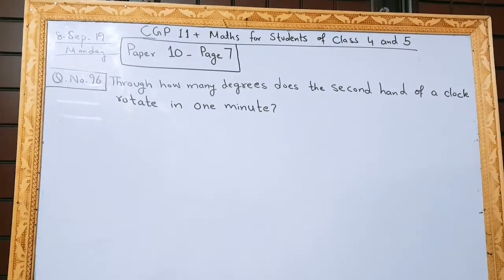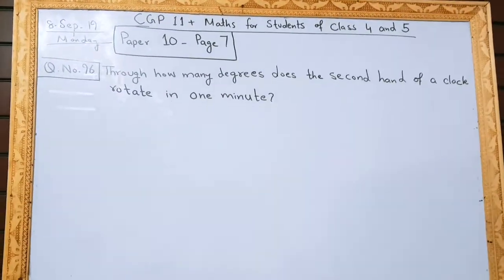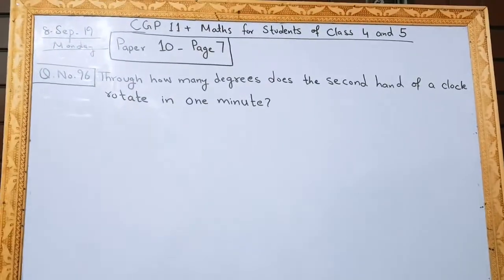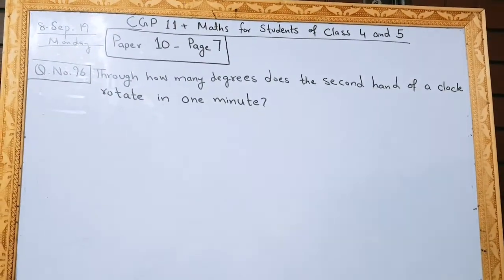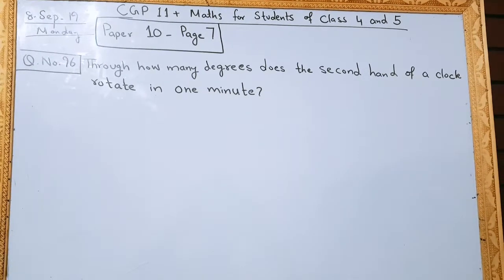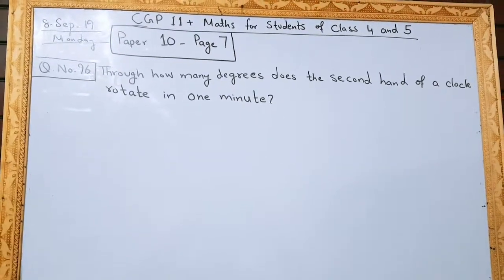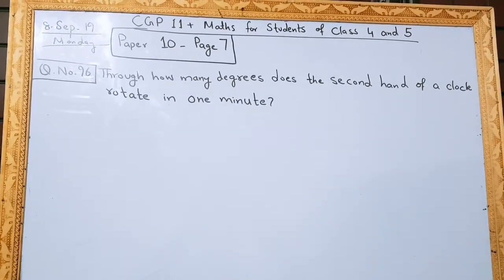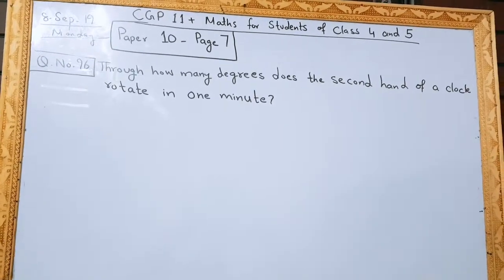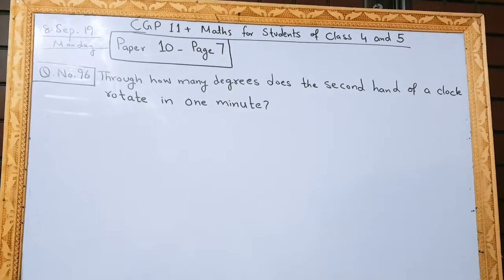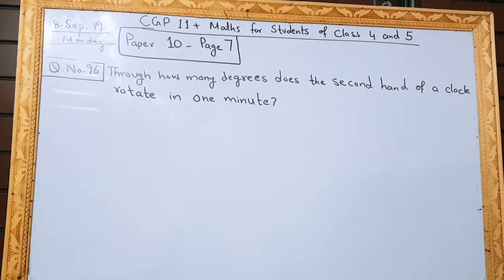Paper 10, page 7. If you have the book available nearer to you, then kindly open the book and come to this page. If you don't have a book available to you, but you are preparing for 11 plus, then don't worry. You can open the copy and write down this question and the solution at the end of this video.